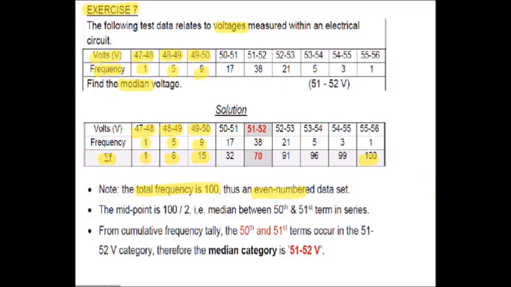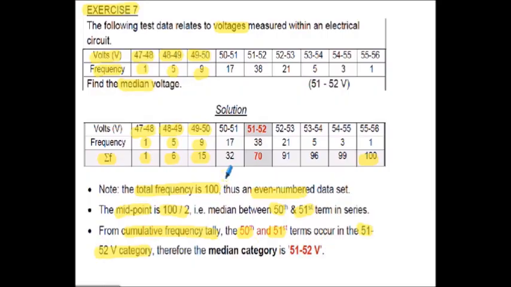So note, the total frequency is 100, again an even number data set, so there will be two items in the middle of our series when it's arranged in ascending order. So the midpoint in this particular case is 50, so the 50th and the 51st term of the series will be the median values we're looking for. From the cumulative frequency tally, we can clearly see the 50th and the 51st term will occur in the 51 volts to 52 volt category.